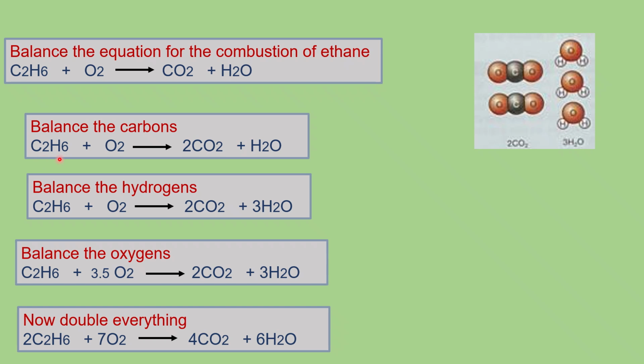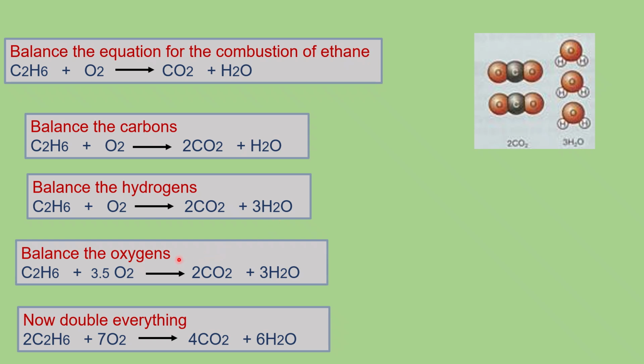So now the equation is C2H6 plus O2 gives me 2 molecules of carbon dioxide and 1 molecule of water, H2O. Now let's try to balance the hydrogen. We have 6 hydrogen in and 2 hydrogen out. So you need to multiply water or H2O by 3. 3H2O. Now we have 6 hydrogen atoms out. The hydrogen is balanced, 6 in and 6 out. 3 times 2 is 6.